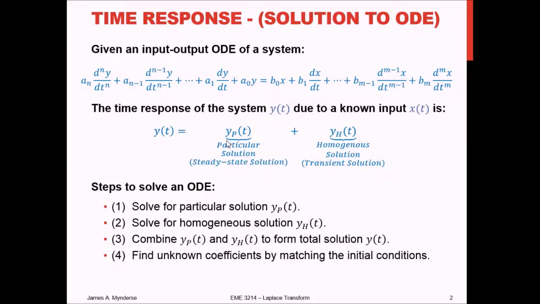transient solution. So there are going to be 4 steps to finding this function y of t. First, we have to solve for a particular solution, yp. Next, we solve the homogeneous solution, yh. Then we add the two together to get the total solution. But at this point, we're still going to have some unknown coefficients. So we can find those unknown coefficients by matching up initial conditions.